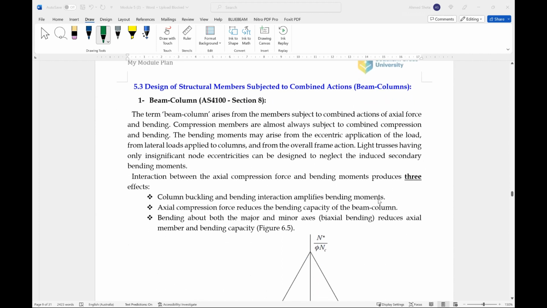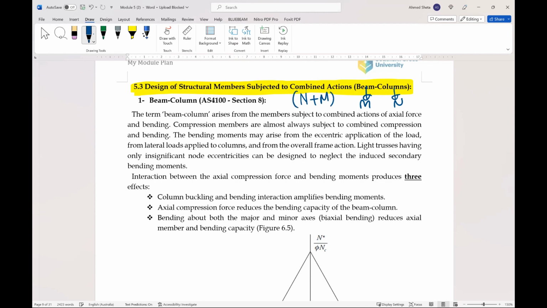Okay, the next point we will go through is the design of structural members subject to combined actions, or in some books, beam column members. Because beams are subjected to moment, columns normally are subjected to normal force. So combined actions means members subjected to normal force and moment, which can be found in frames or portal frames, because all the members in frames are subjected to combined moment and normal forces.